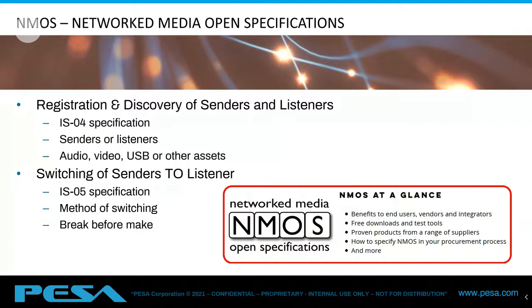So I chose this one today to at least illustrate that there are unique requirements for media. And in this, we have a method to actually switch with, and I'll get into that in just a bit. But the IS-05 part of NMOS refers to the method of switching in a break before make.